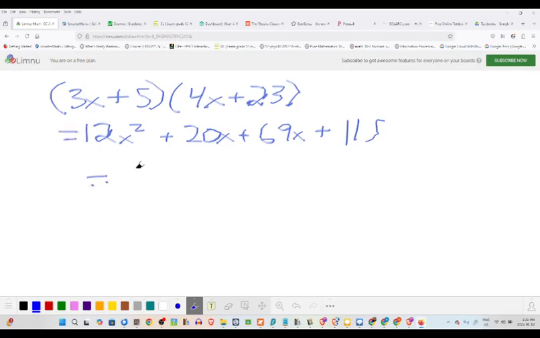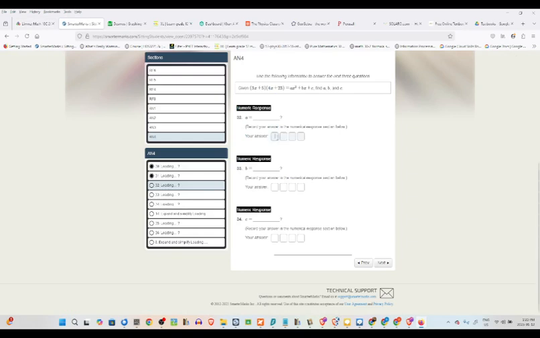Collecting all of our like terms, we have 12x squared, 89x, and 115. So 12, 89, and 115.